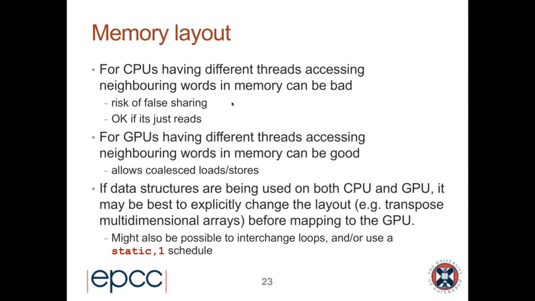This kind of consideration can lead you to a problem, because if you have data structures which are being used on both the CPU and the GPU, it may be worth explicitly changing the layout. That might mean transposing multi-dimensional arrays before mapping to the GPU. You might not have to do that, though. You might be able to organize your memory accesses by interchanging loops, for example, so that you have a different loop accessing the contiguous memory, which is parallel in one case and sequential in the other.